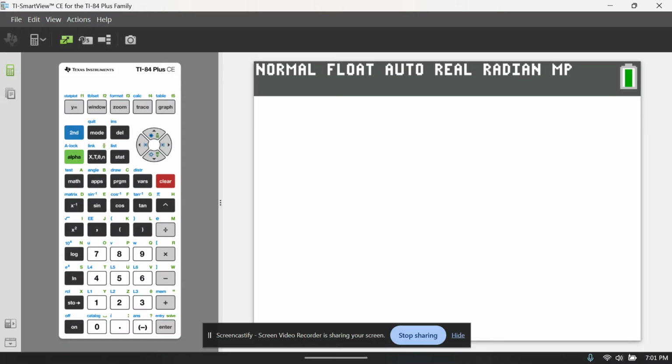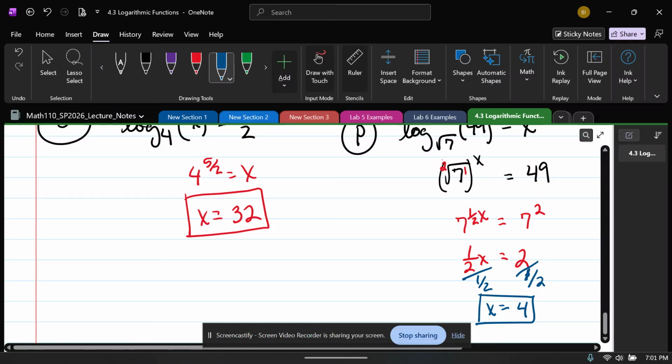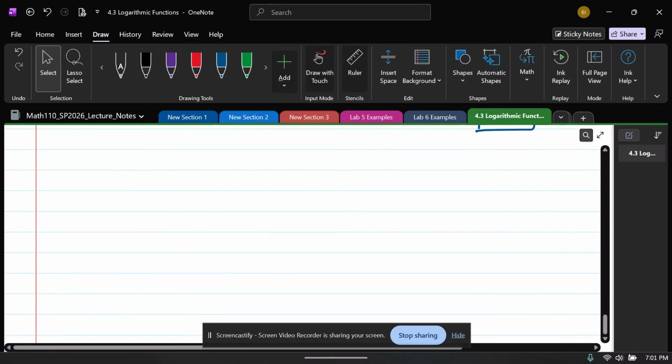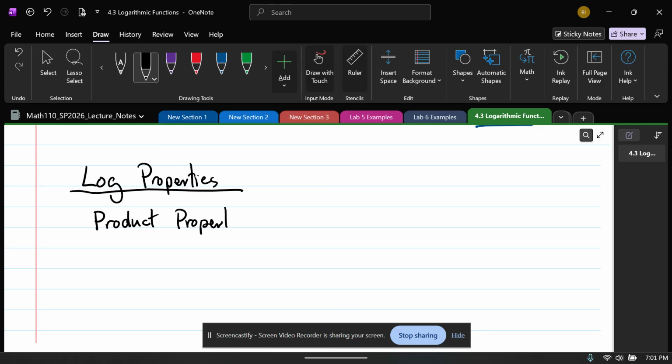Now, the last thing in this section is the log properties. There are only 3 of them. You have the product property. And what is a product in math? Multiplication. So it's the answer to a multiplication problem.